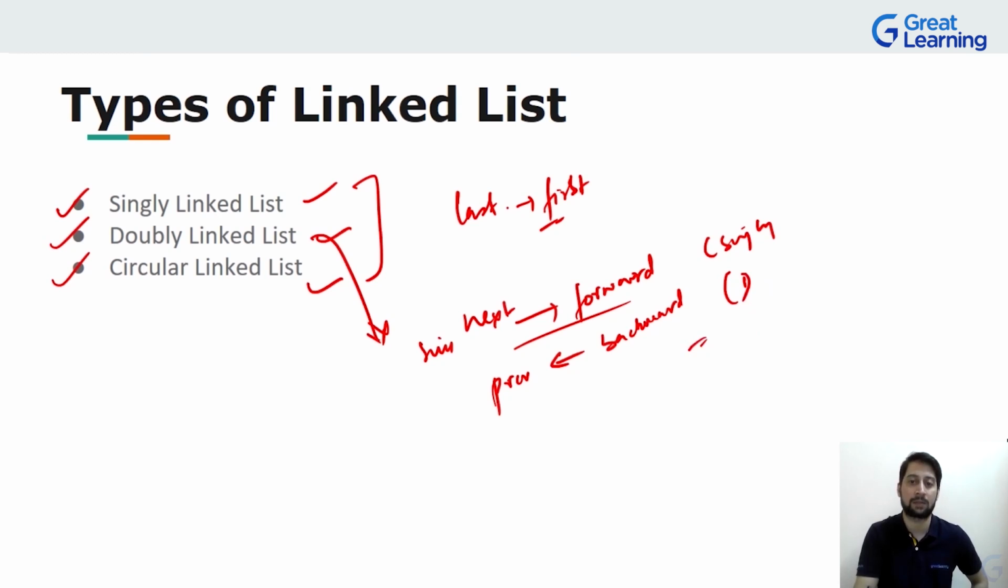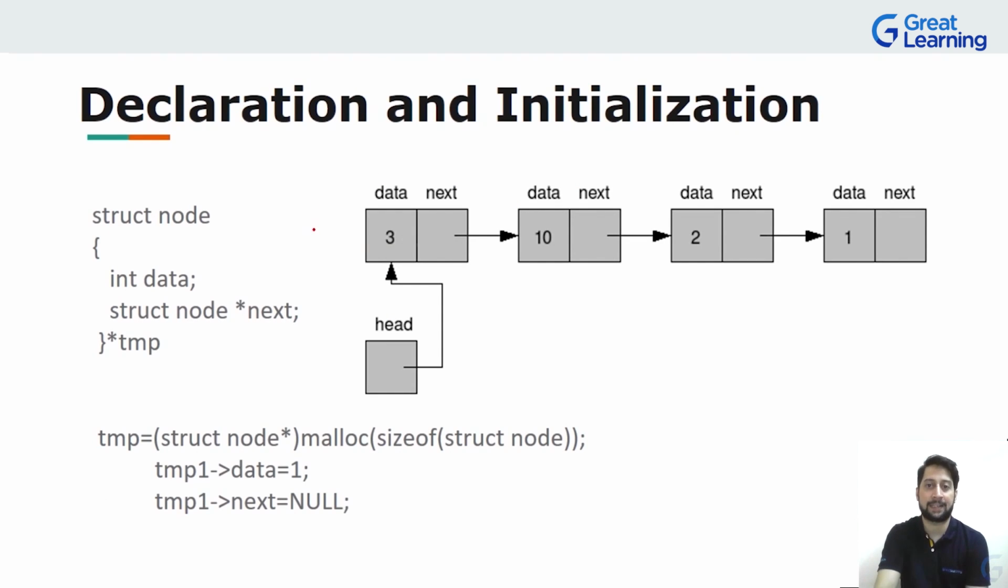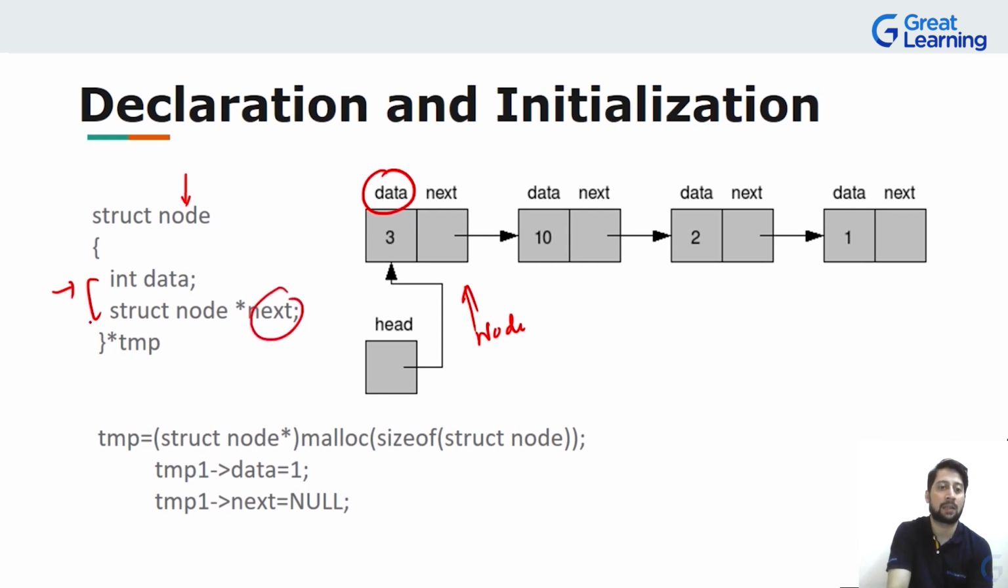Now let's talk about declaration and initialization of linked list. So you might be hearing me say over and over again, the type of this is a node, right? This is a node, this is a node. Now how do you declare that node? We'll declare that with the help of a structure, and we name this as node. And inside the structure, we have two data members. One is the data part, and the other is the next, which is nothing but a self-referencing pointer which is pointing to itself, and obviously it contains the address of the next node.